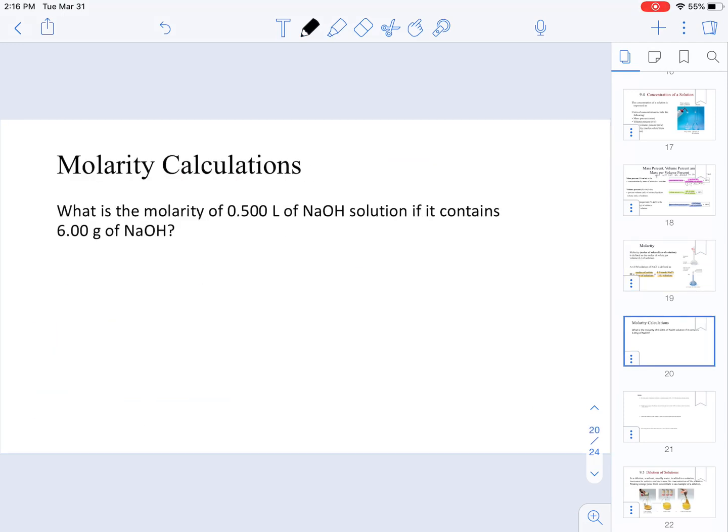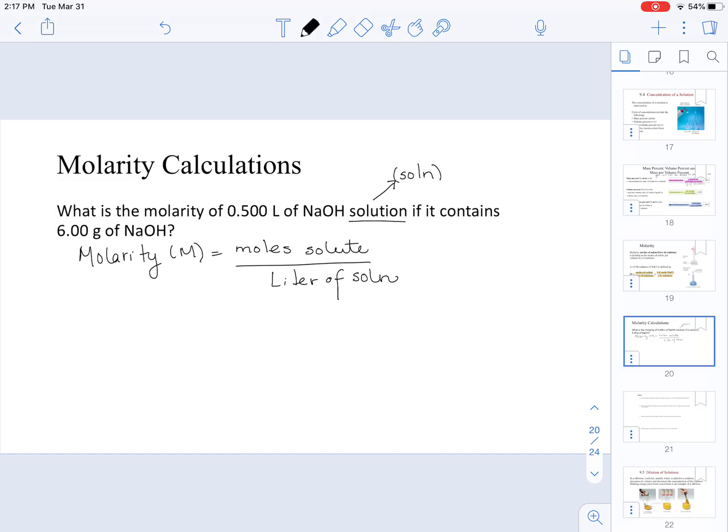The sample problem reads, what is the molarity of 0.500 liters of NaOH solution if it contains 6.00 grams of NaOH? So the first thing that you have to take into account to do a problem like this is to write the equation for molarity, which states that molarity, and the unit is capital M, equals moles of solute divided by the liters of the solution. Understand that for solution, the shorthand that I utilize is SOLN.